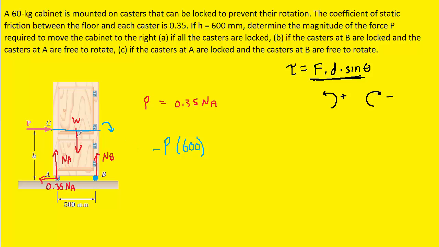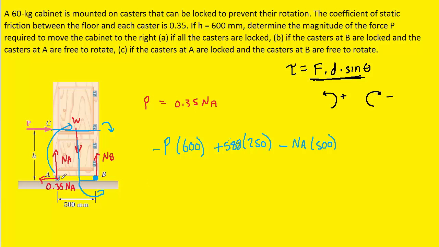We have the weight, which we want to extend straight down. We can see that the distance from the weight force to point B is going to be half of that 500, so that's going to be 250 once again. And that weight force, as it presses down, is trying to cause the cabinet to rotate in that direction. That direction is indeed positive torque. We also remember that the weight was equal to 588 newtons, so we can go ahead and plug that in. And then we have the NA force, which is a distance of 500 from point B. And that is causing the cabinet to rotate in this direction, which is again negative torque.